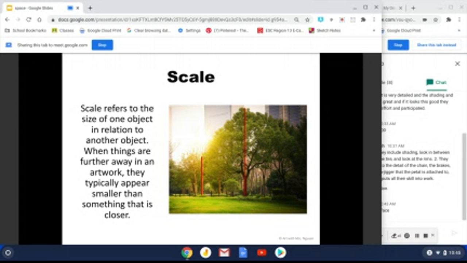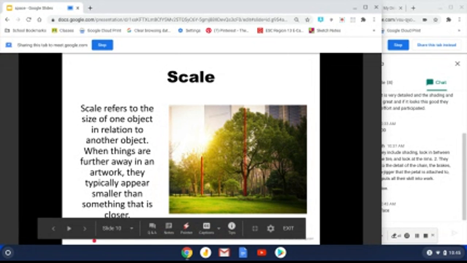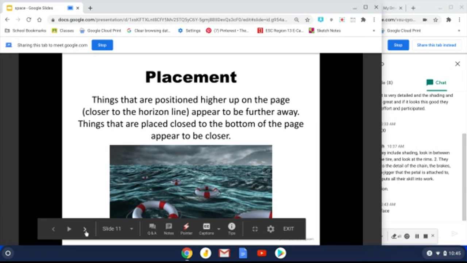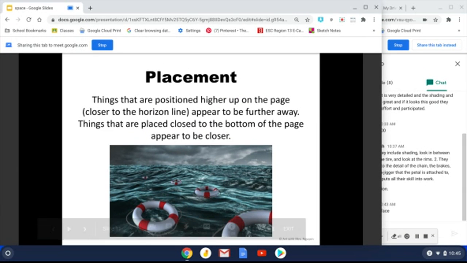So scale is referring to, does it make sense? Does the size of the object, is it accurate? Does it make sense? And we'll do that with our perspective next week. You'll get to practice scale. It's a really cool project, a way to make things look accurate.